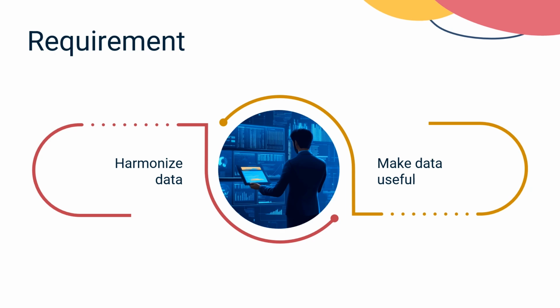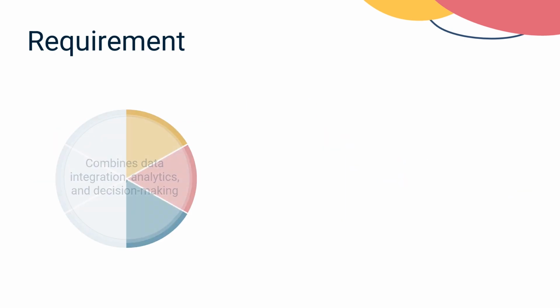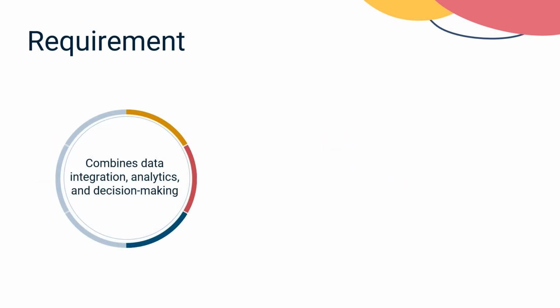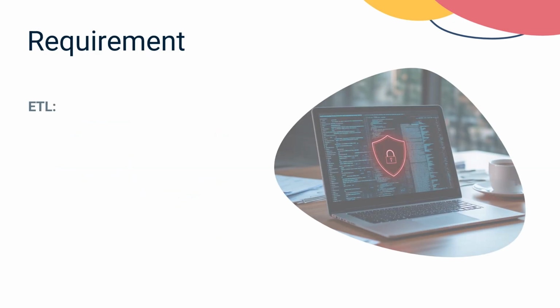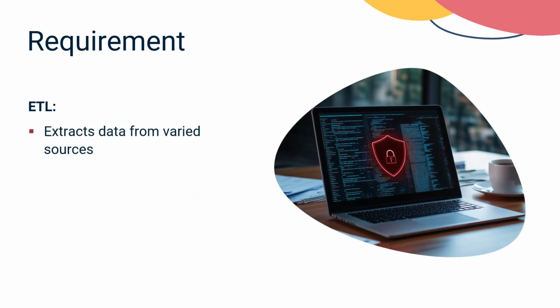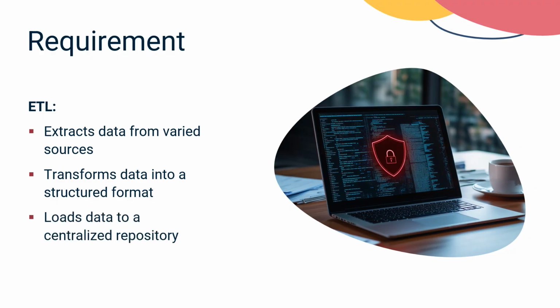analytics, and operational applications. The process that combines data integration, analytics, and decision-making in enterprise data operations is called extract, transform, load, or ETL. It involves extracting data from varied sources, transforming data into a structured format, and loading data to a centralized repository. Let's examine each of these phases in detail.